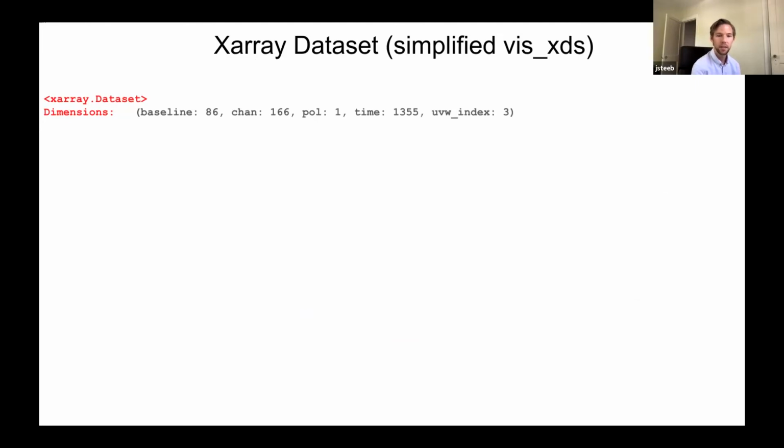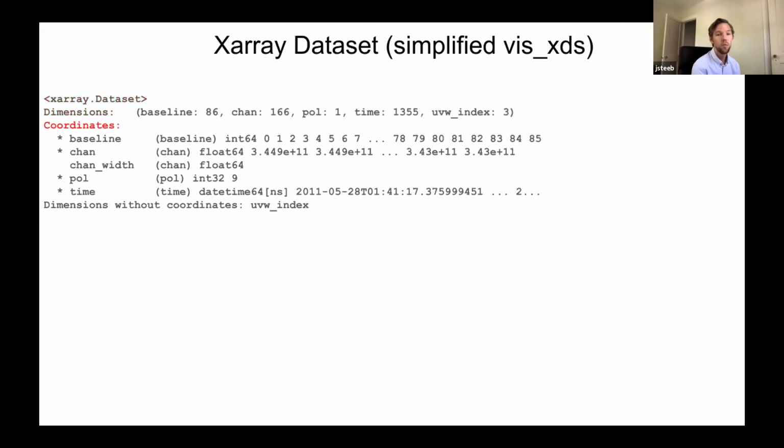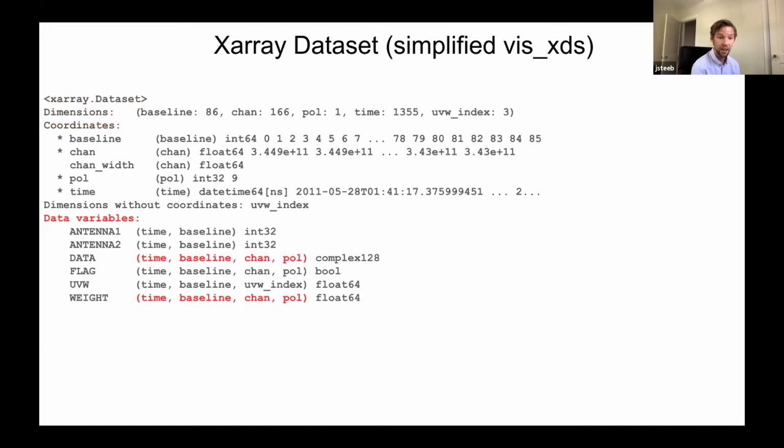Okay, so I'm going to show a simplified example of the vis.zarr, the vis XDS, okay? And this is just using Xarray. So first we have our dimensions, then we have our coordinates. Now, if you look at our coordinates, those with a star are what we call the dimension coordinates and are related to the dimensions. And this is what is used to define the dimensionality of our data. So here we have our data variables, and you can see each one of them has dimensionality specified by the dimensions.